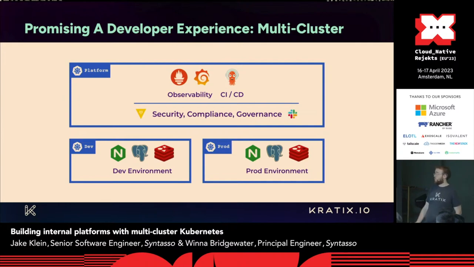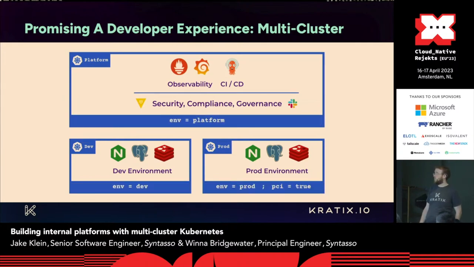So doing this in Kratix is quite easy. Kratix has this concept of clusters. And when you register a cluster with Kratix, you give it some labels to describe what this cluster is for. So in this example, we have three clusters: a platform cluster, a dev cluster, and a prod cluster. And they're all labeled with that environment tag associating them. And because these are just labels, you can use as many labels as you want. So for example, for the production cluster, you might add the PCI equals true label.